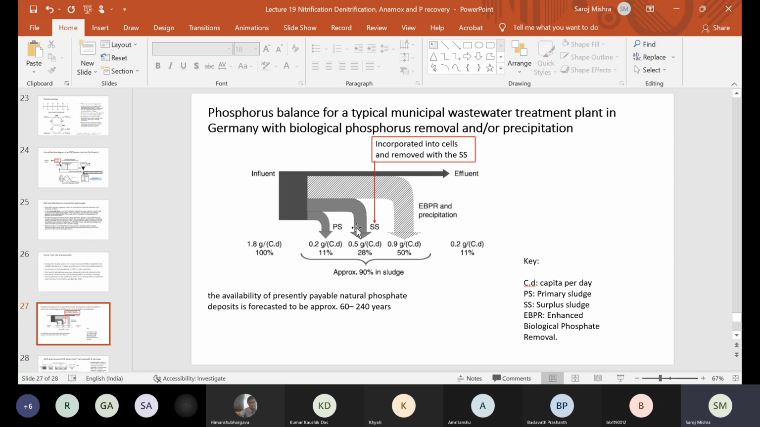Anyway, the secondary sludge, if it is taken up, thickened, and applied into the field as a biofertilizer, then also quite a lot of it is recovered. And finally, in the effluent, you see only 11% of the incoming is lost. The rest can be recovered and put to various uses, and from the cells also phosphorus can be removed. Okay, so is this clear to everybody as to what we are trying to say here?